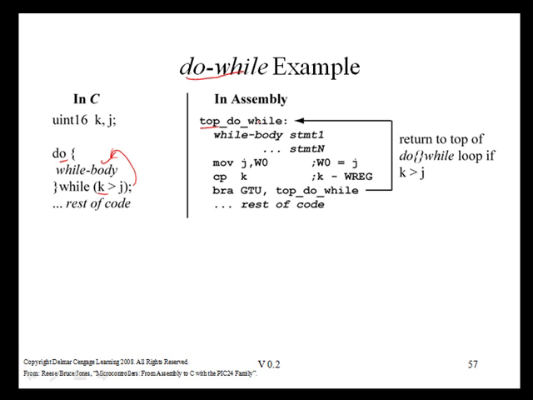So here's our label for the top of our do while loop. Here are our statements for the while body. At this point we need to test this condition and do a branch, so we'll test the condition by doing k minus j here. This condition needs to be the true condition, which is going to be a greater than condition. So we'll do a branch greater than unsigned to the top of our do while loop. If this condition is false, that is, if k is less than or equal to j, then this branch is not taken, we'll fall through and we'll execute the rest of our code.